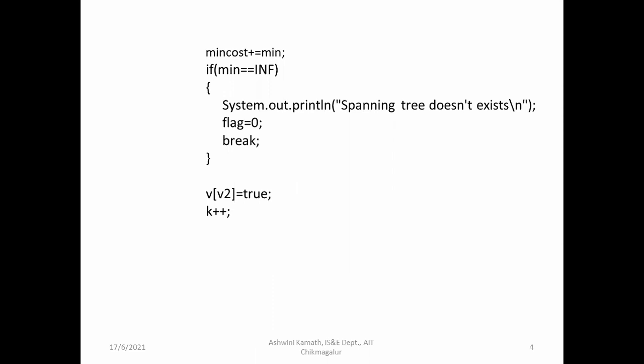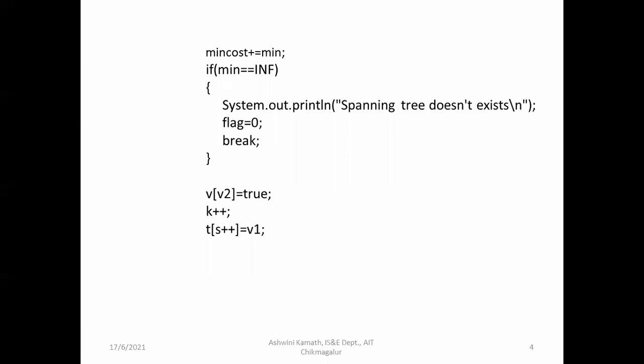Then we are incrementing K. K will represent the number of vertices added to the tree. So K will be incremented after adding a new vertex V2 to the tree. Okay. T of S plus plus is equal to V1. So now we are adding the vertex to the tree using the variable S.